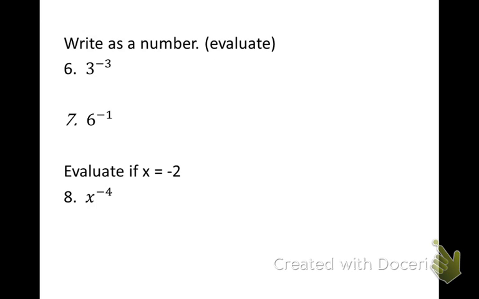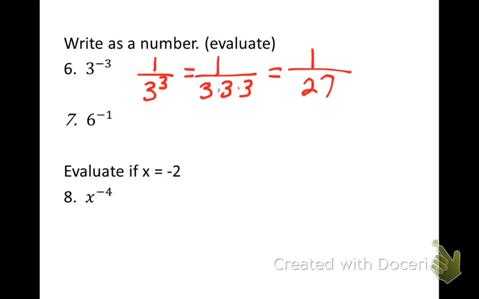This one we want to write as an actual number. So the first step would be to do the same thing that we've been doing, write what a negative exponent means. So it means 1 over 3 to the third, and then we've got to figure out what 3 to the third is equal to. So this is what it means, remember. 3 times 3 is 9, 9 times 3 is 27.